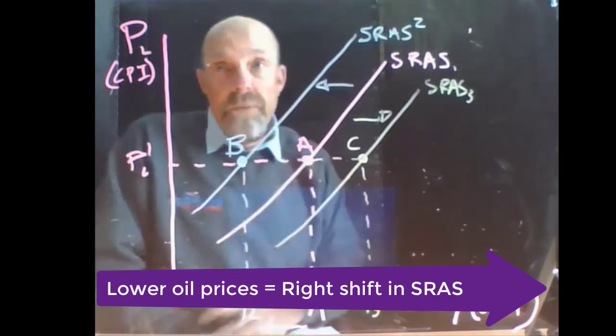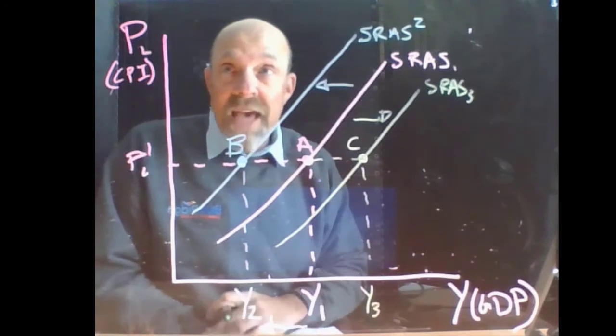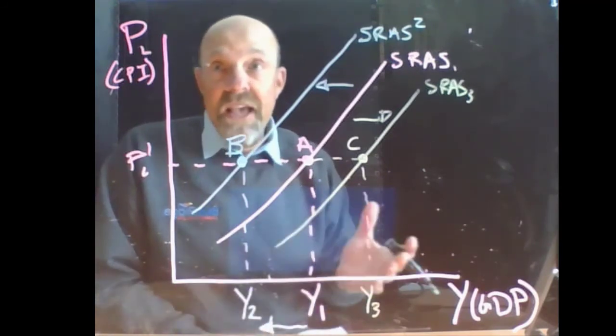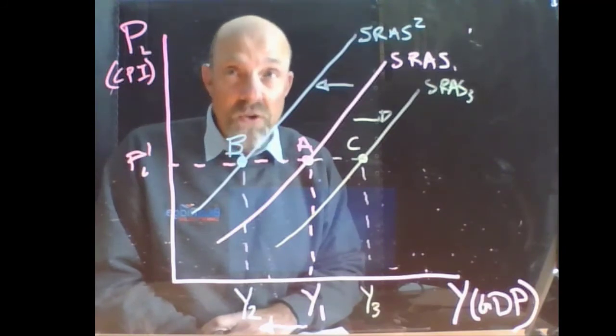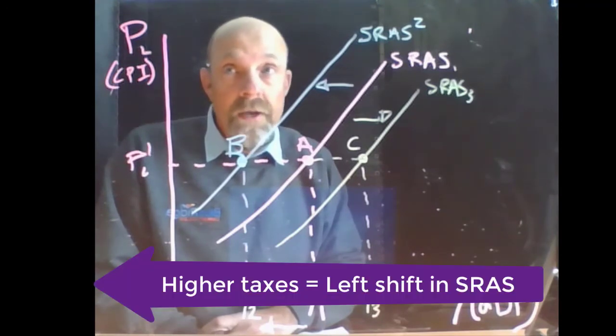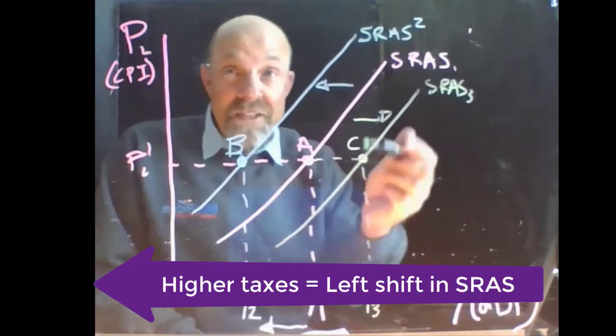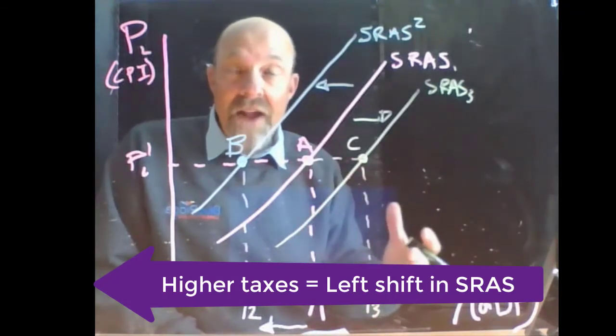Take one more example. Let's say that the US government levies more taxes on producers, say more environmental taxes. Will that shift the short-run aggregate supply curve to the right or to the left? Pause and think about it for a moment. If you answered it would shift it to the left, you're right, because higher taxes represent a higher cost of production.